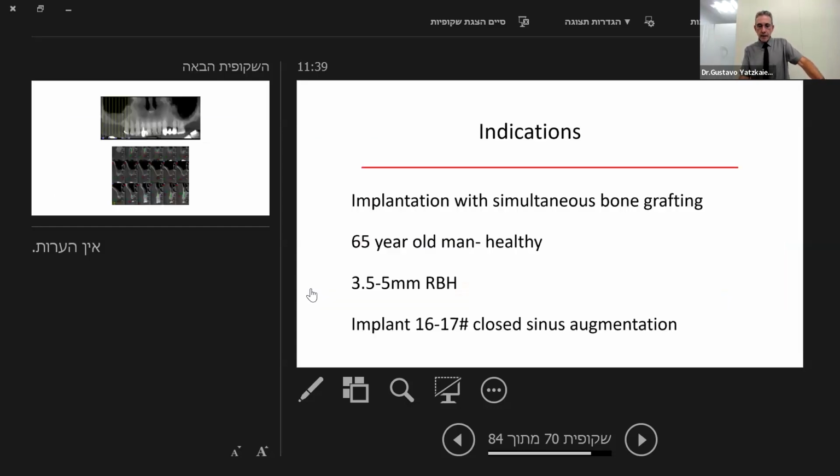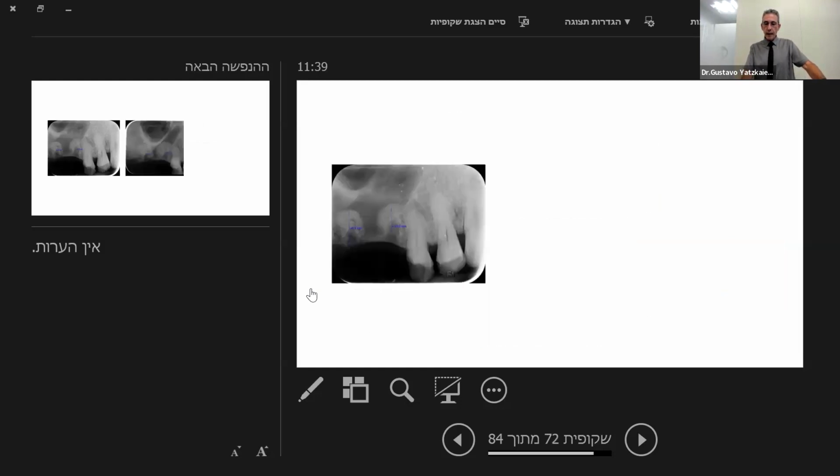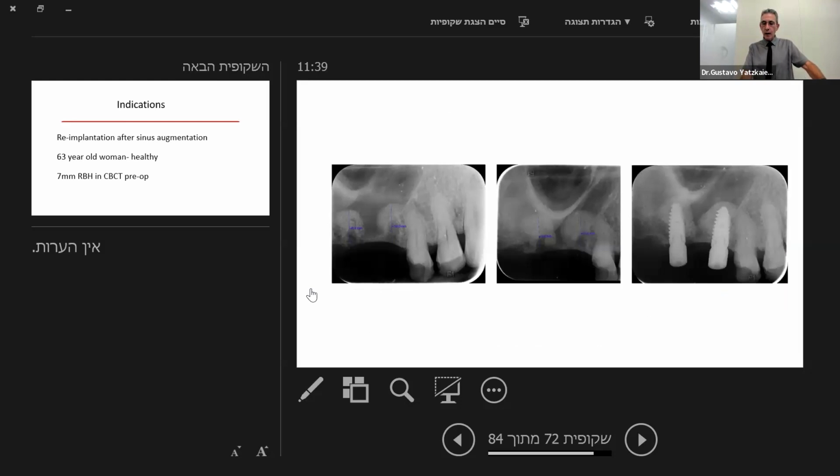The third case, we're talking about a 65-year-old man, also healthy, where I inserted the implant with a closed sinus augmentation, with a very small amount of pristine bone of our patient. We can see here that I did 2 closed sinus augmentations. As we can see here in the periapical radiograph, the implant is in place.